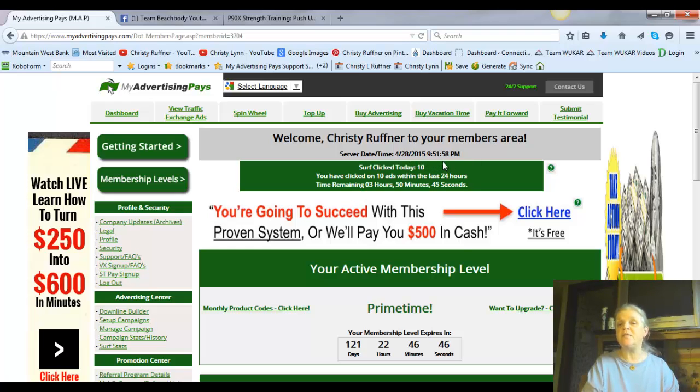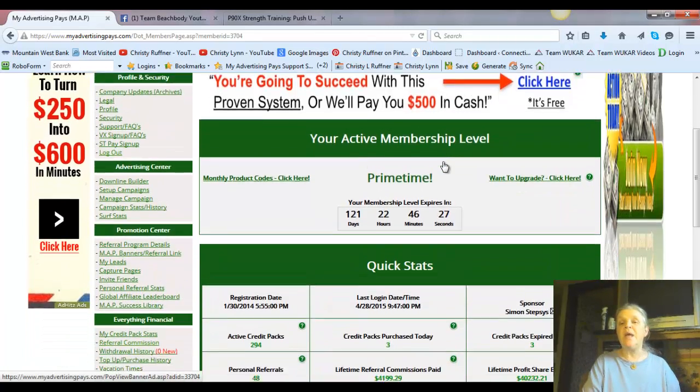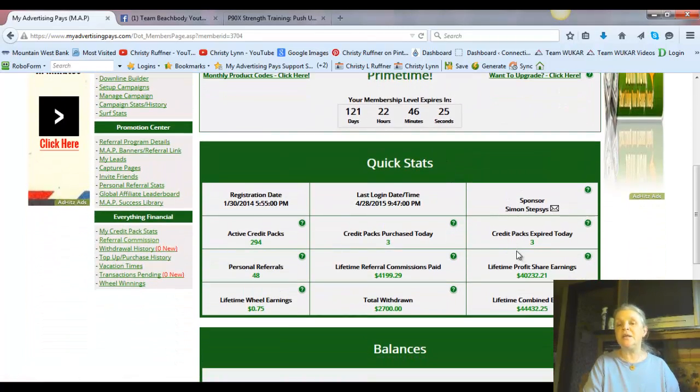It's 4/28/2015. It's almost 10 o'clock on the East Coast, which makes it almost 7 o'clock here where I am in the Pacific Northwest. So I've got about two more hours before the clock turns over to tomorrow and I start a new day in my back office. We're going to scroll down and take a look, and I'm pretty much even here with my credit packs.